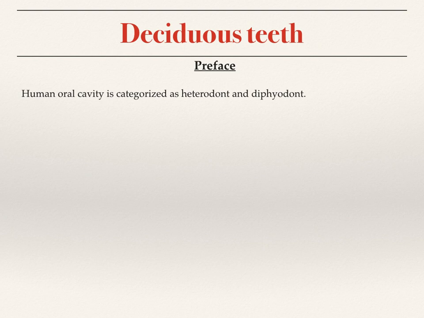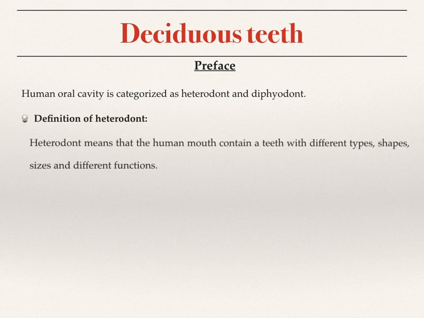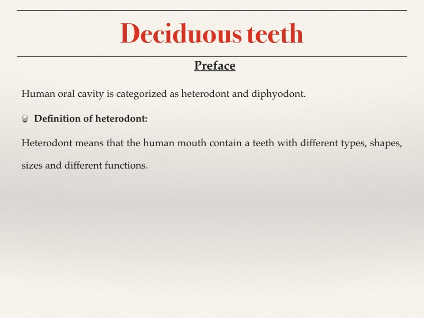Human oral cavity is categorized as heterodont and diphyodont. What's the meaning of heterodont and what's the meaning of diphyodont? Definition of heterodont. Heterodont means that the human mouth contains teeth of different types, incisor, canine, premolar, and molar, and different shapes and sizes, and they perform different specific functions.